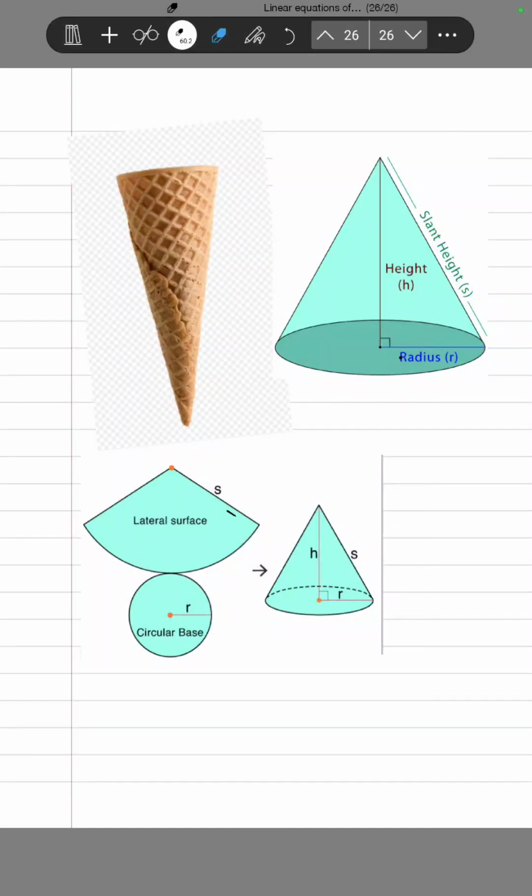Let's learn about a cone today. We normally have two types of cones. One is the right cone and another one is an oblique cone. The right cone is the one which has a perfect left and right side of the base circle to be equal.